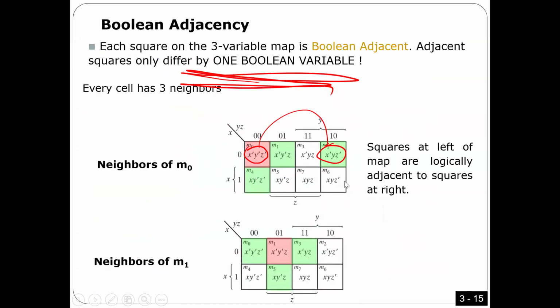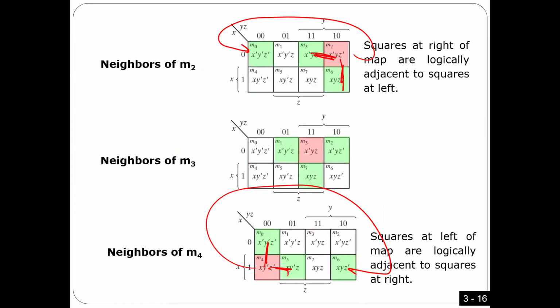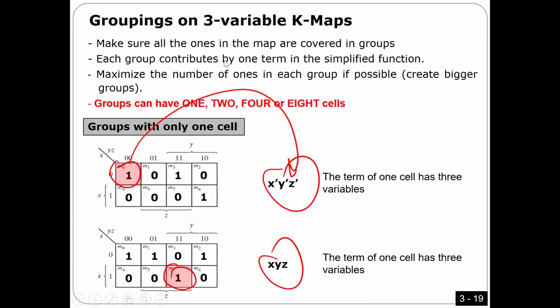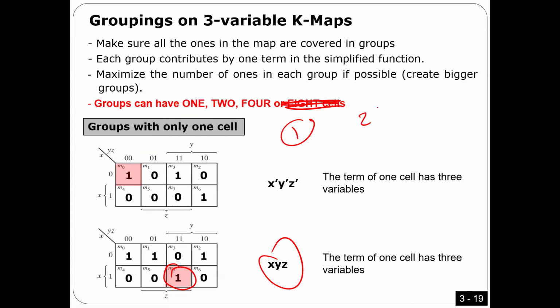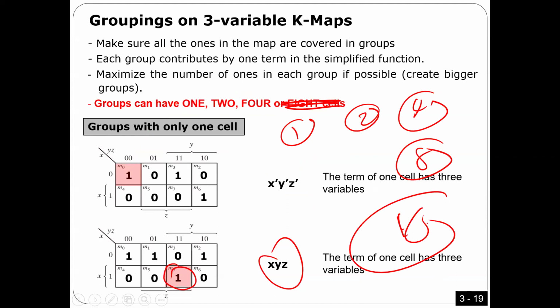Number 2, also I'm going to talk about neighbors. Who are the neighbors? Here, in case of 3 variables, every square has 3 neighbors. But in case of 4 variables, every square has 4 neighbors. You got what I'm saying? So almost everything is the same. Here, either you make groups of 1s or 2 or 4 or 8. But in case of 4 variables, you can make a group of 1, a group of 2, a group of 4, or also a group of 8. For sure, 16 is a very extreme example.